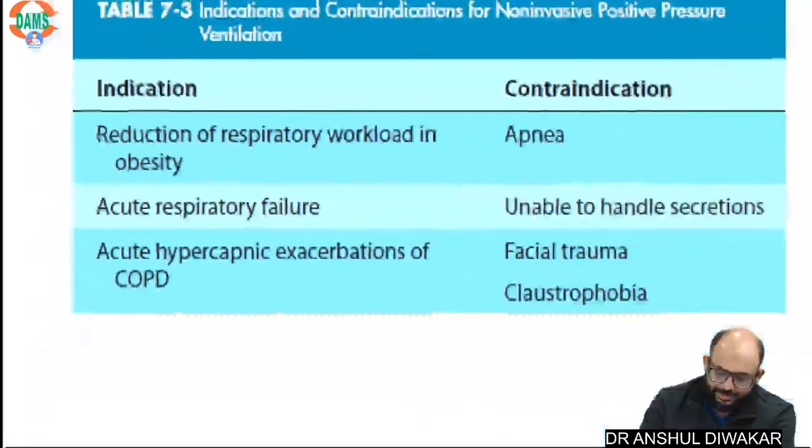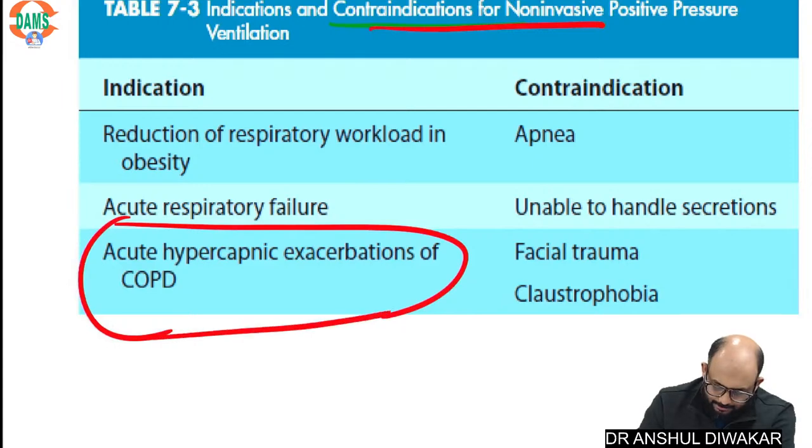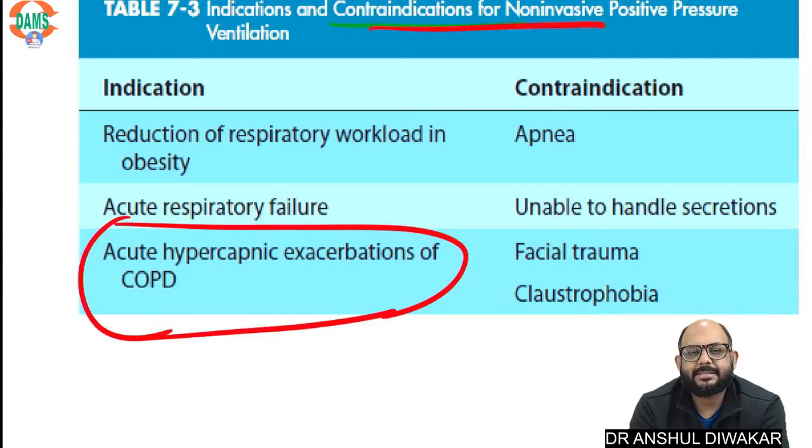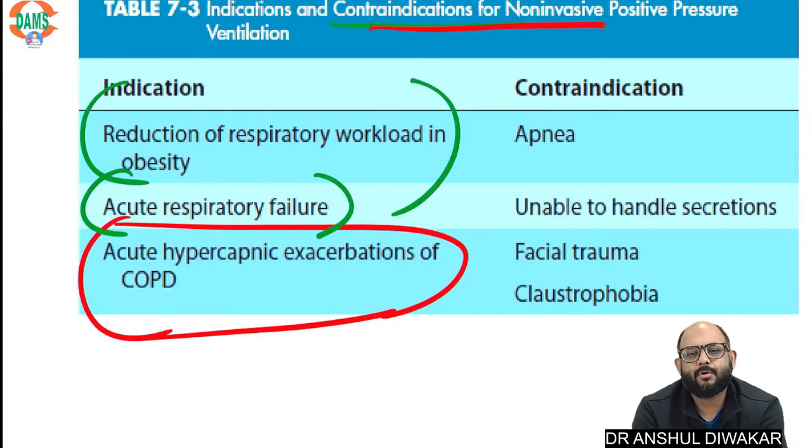Now let's talk about indications and contraindications of NIV. The most important indication is acute hypercapnic exacerbation of COPD. In your exam, most of the time you are going to get a question on this. Acute hypercapnic exacerbation of COPD. Most of the time in the exam you are going to get this particular clinical scenario, the one that we discussed. You can also use NIV in acute respiratory failure and reduction of respiratory workload in obesity.